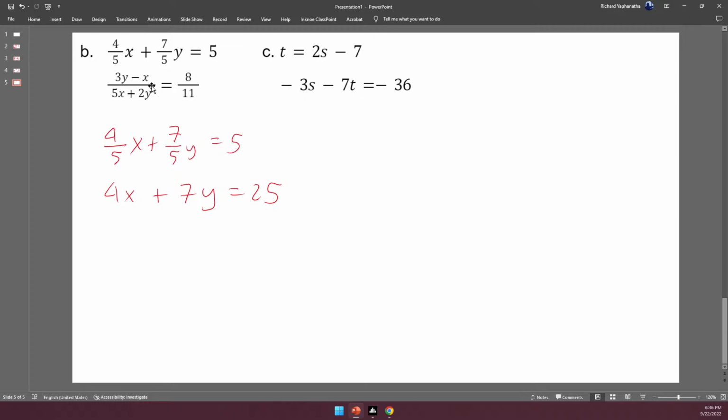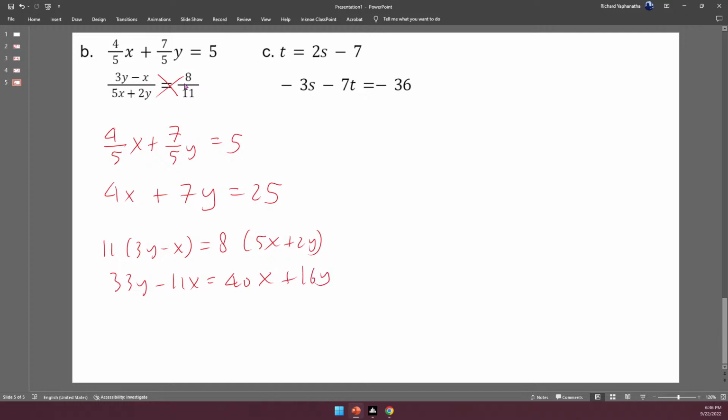Now how about this one? Because we have fractions on the left and on the right, we can do cross multiplication. So you can use this symbol. So we can multiply. So we will end up with 11 of 3y minus x equal to 8 multiplied by the open bracket, this one. And then we will tidy it up. So it will be 11x here, 40x here, and 16y here.